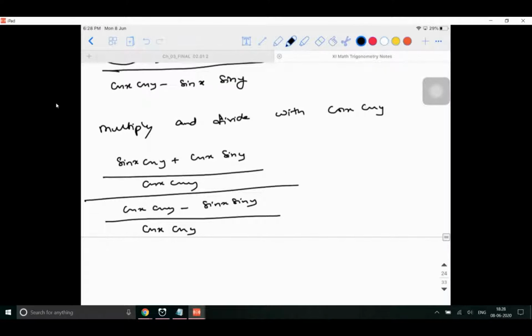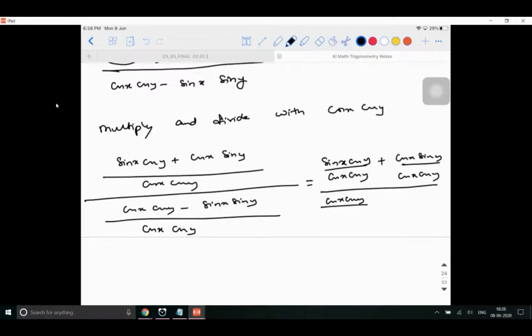Try to understand. The final result has to be remembered, but if you forget in the exam hall, this will help you to recollect the formula. So this will be equal to sin x into cos y divided by cos x into cos y plus cos x into sin y divided by cos x into cos y, the whole divided by cos x into cos y divided by cos x into cos y minus sin x into sin y divided by cos x into cos y. Okay, I hope this step is clear.